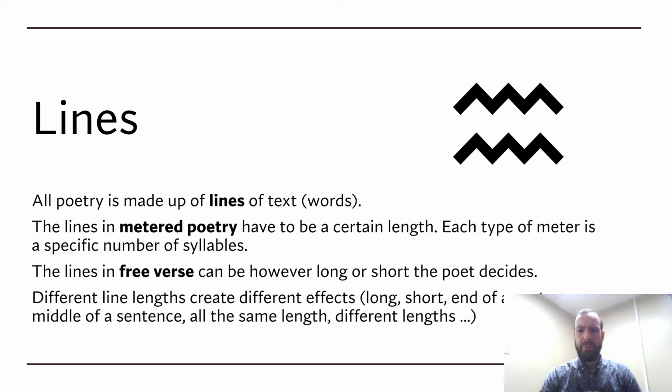Free verse is the other kind of poetry. And in free verse, the lines are however long or short the poet wants them to be. It's an artistic choice. And most modern poetry is free verse. And it's easier to make. So if you're a starter poet, I would definitely suggest starting with free verse before you try taking a stab at meter. Different line lengths in free verse can create different effects. So the poet's going to choose different types of lines based on what they're wanting to write about and communicate and what they want the reader to feel.